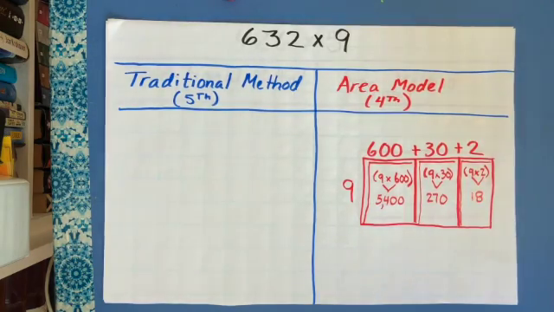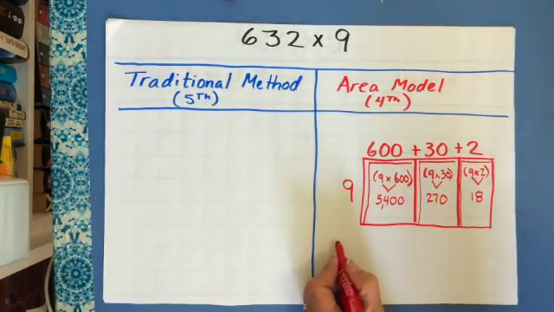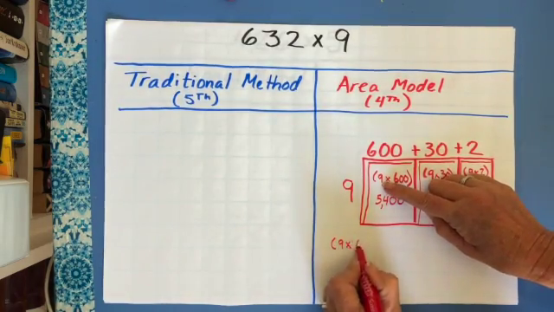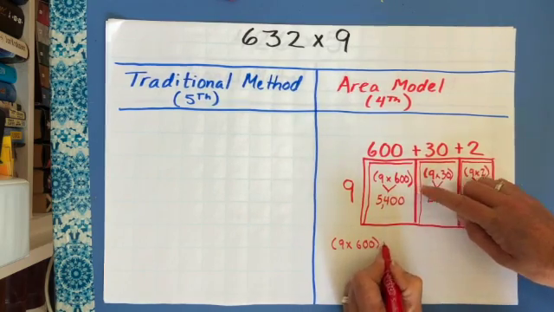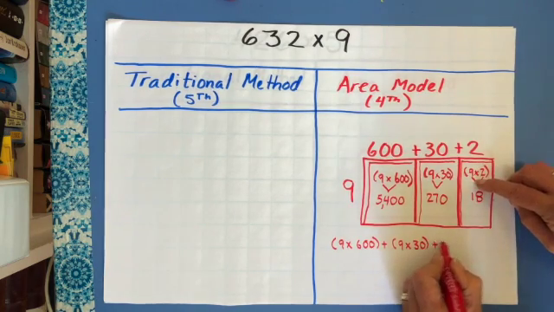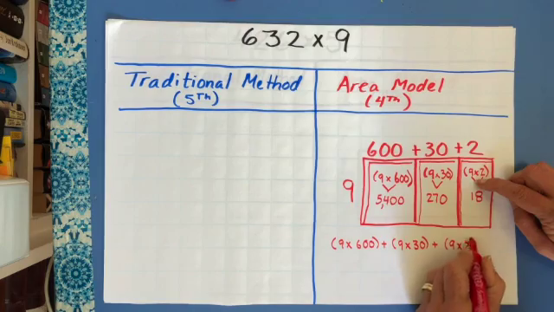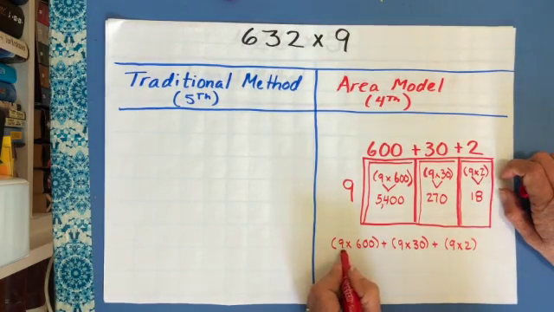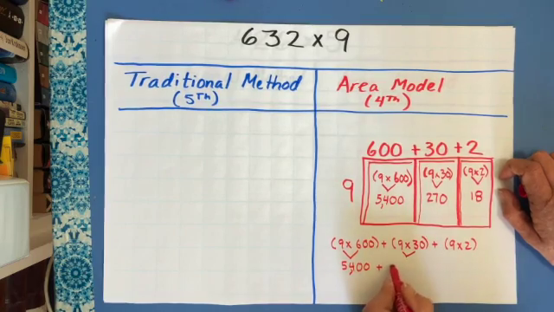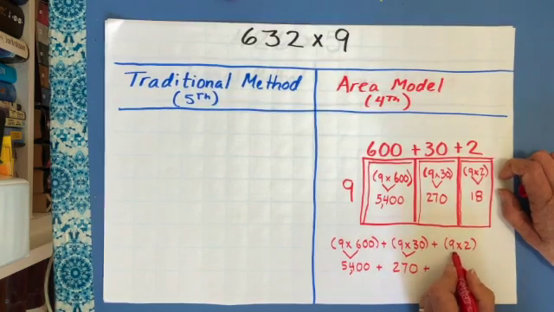Now if I was going to write this as a partial product expression, I would write it like this. I would just take the first box and say 9 times 600 plus the second box, which is 9 times 30, plus the third box, 9 times 2. Now I'm going to try to get rid of the parentheses, so 9 times 6 is 54, and there's 2 zeros. Plus, I go 9 times 3, which is 27, and I have 1 zero. And then I put plus, and I do the last box. 9 times 2 is 18.